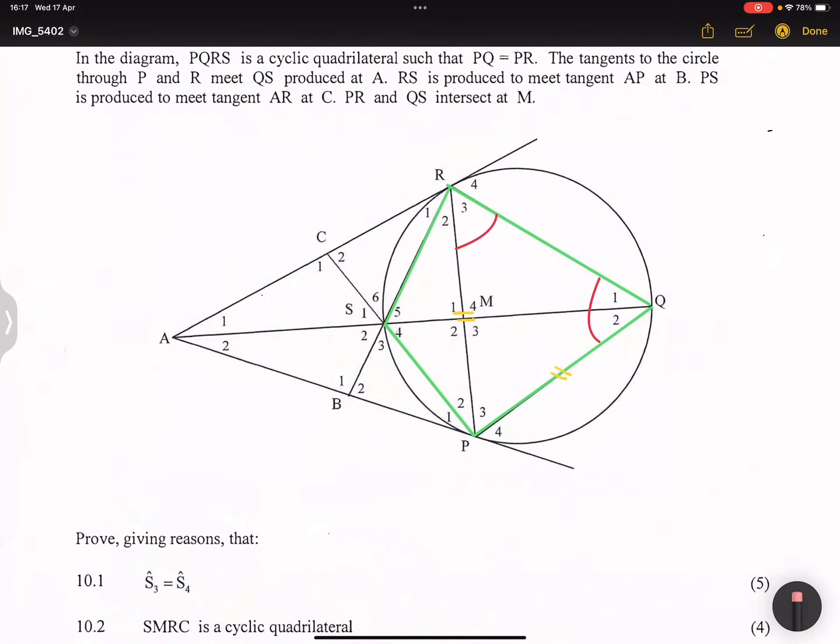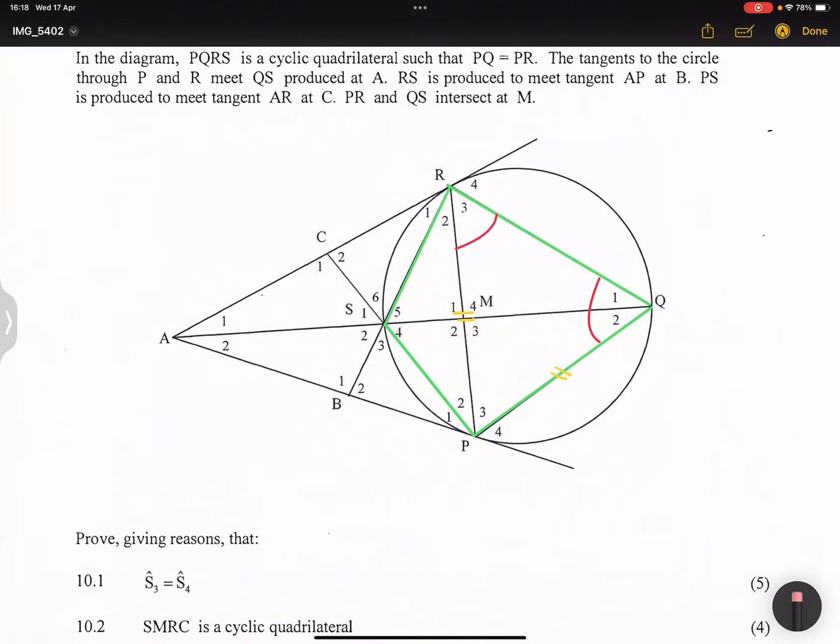Whenever they tell us about straight lines, we are going to look at either exterior angles of a triangle, exterior angles of a cyclic quad, or it might even be vertically opposite angles. So let's get right into it. They say PR and QS intersect at M. Now, giving reasons, prove that S3 is equal to S4.